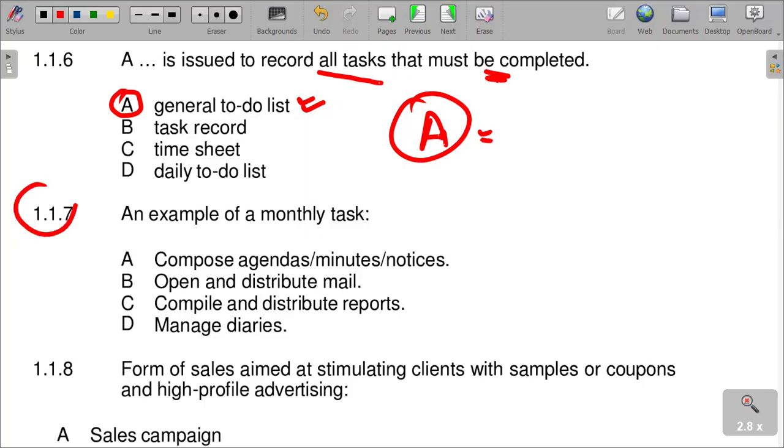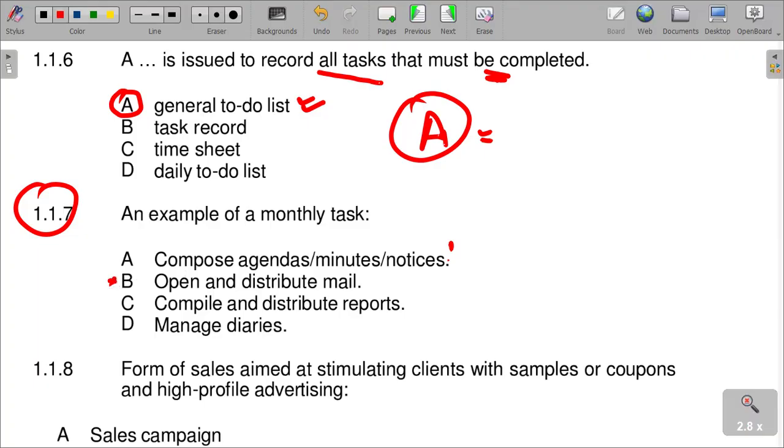Number 7, an example of a monthly task. A monthly task means this task is something that must be done on a monthly basis. Compose agendas, minutes, or notices cannot be monthly; it can be done as often as there is a meeting to be held. Open and distribute emails can even be a routine daily task.